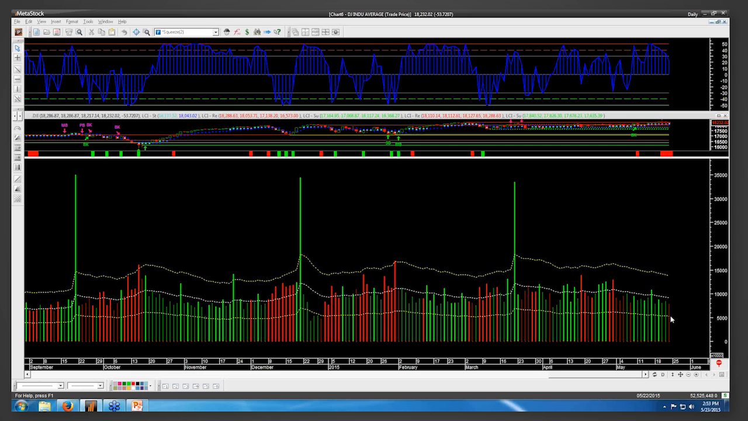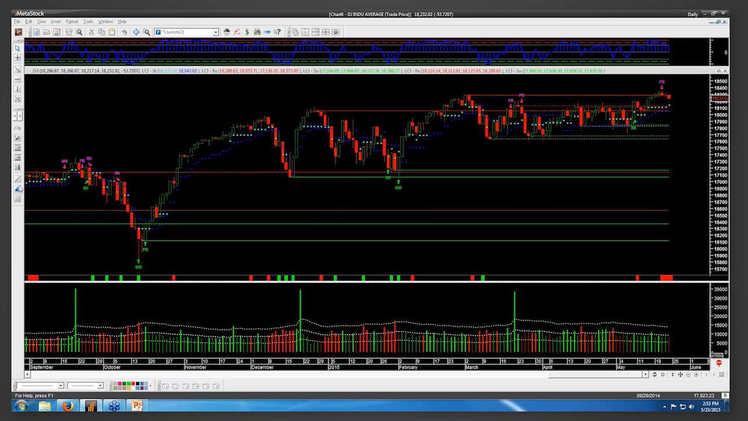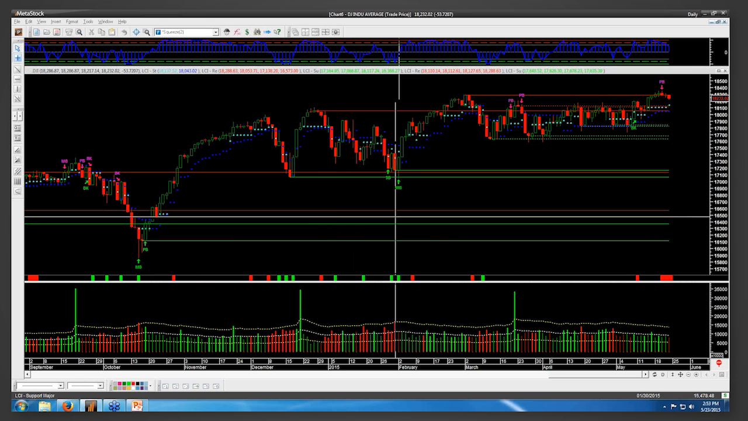Now, to the opposite side, we've got our exhaustion level. Okay. Now, when volume gets to our exhausted point, which is below this particular lower band, that indicates that there is no demand. Okay. There's no demand in the current trade, and you will typically see these exhaustion points at the top of price movements.